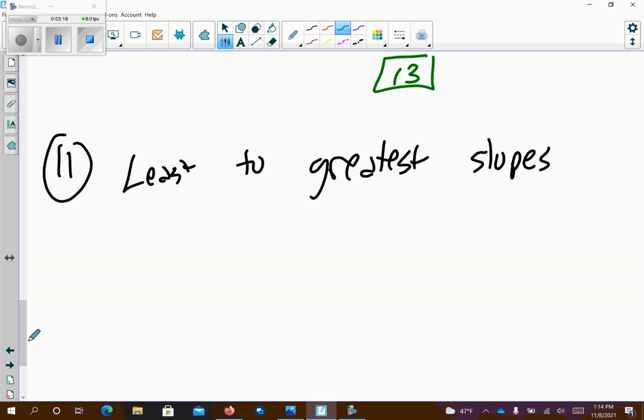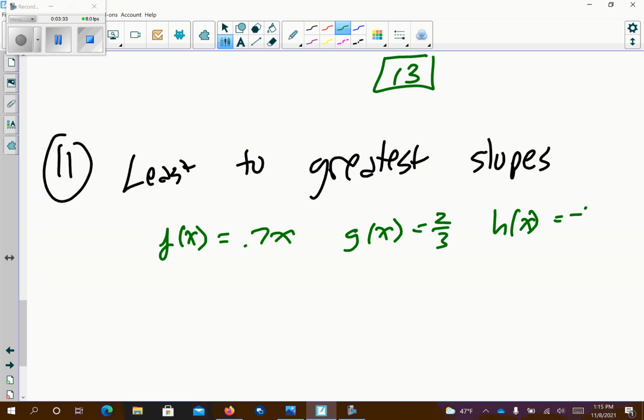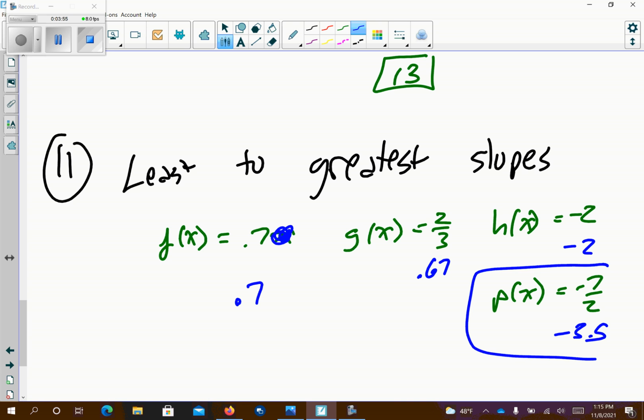And number 11, we're looking at the slopes. So f at x has a slope of 0.7. I'm not writing the whole equation. G at x has a slope of 2/3. H at x has a slope of -2. And p at x has a slope of -7/2. So a couple ways we can do this. So 0.7, this is 0.67 rounded to 2 decimal places. This is -2, and this is -3.5. So this is going to be the steepest slope. Even though it's descending, it's the steepest slope.